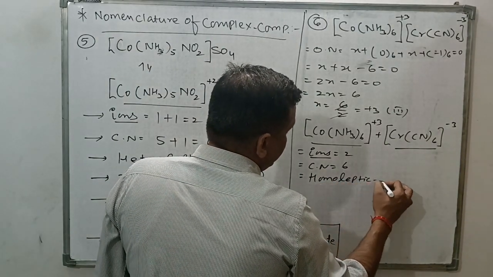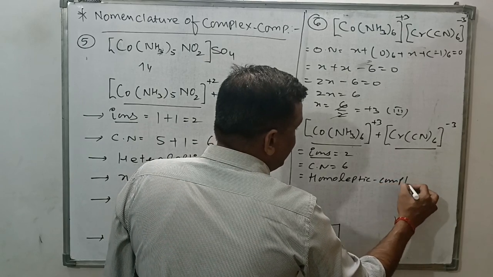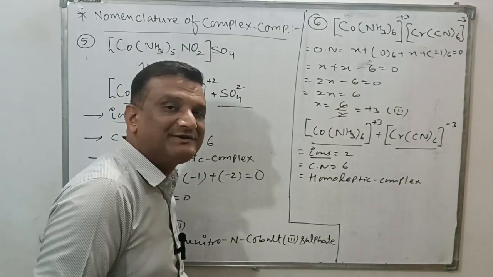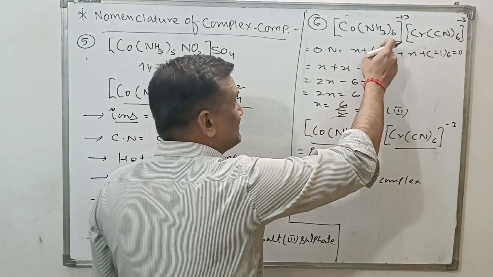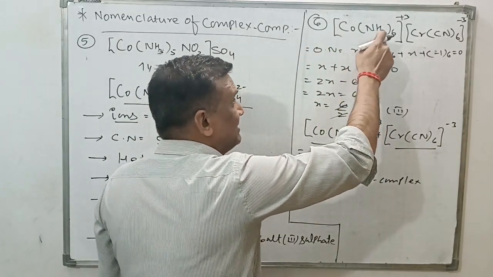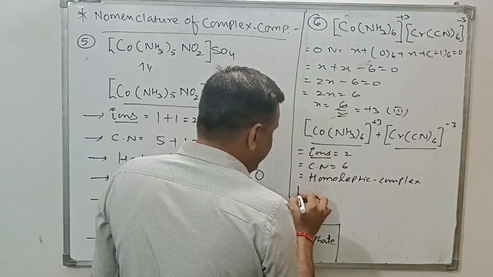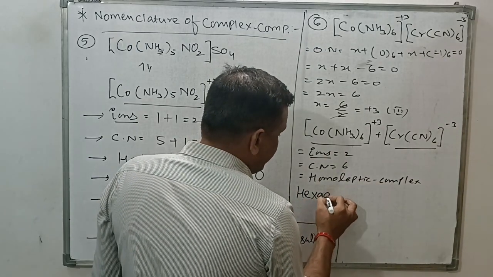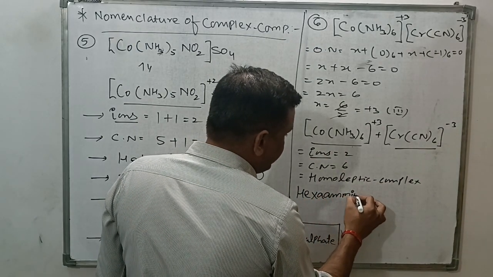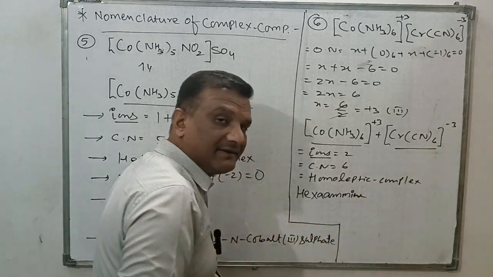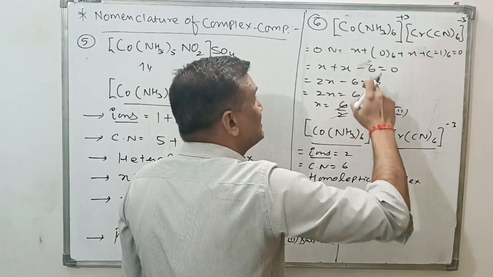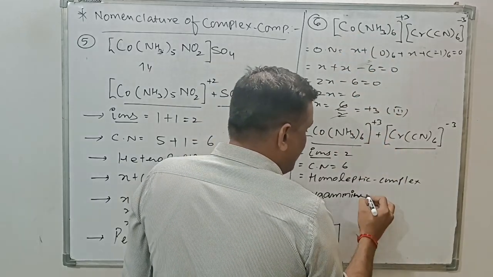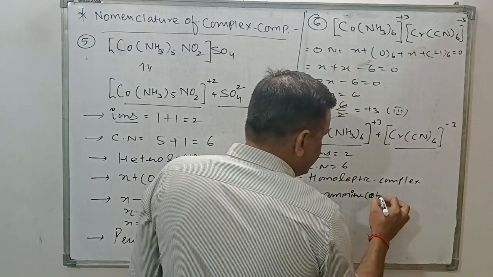Homoleptic complex. We have discussed the oxidation state, that is plus 3 for each metal atom. Now we'll start from the ligand first, because there is no cation. Here are 6 ligands, so it will be hexa. This is the amine, hexaammine. Here there will not be any 'e' because it acts as a positive charge. Hexaammine. Further is the cobalt.